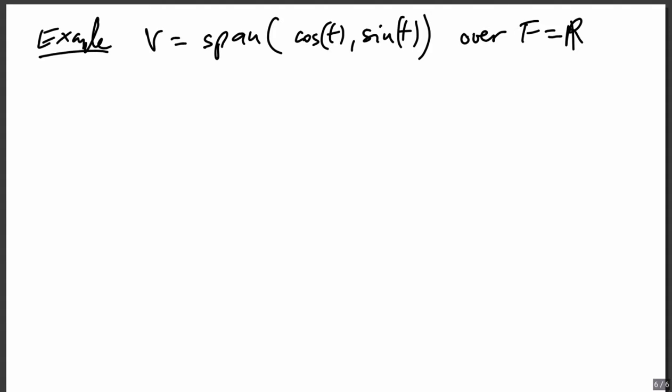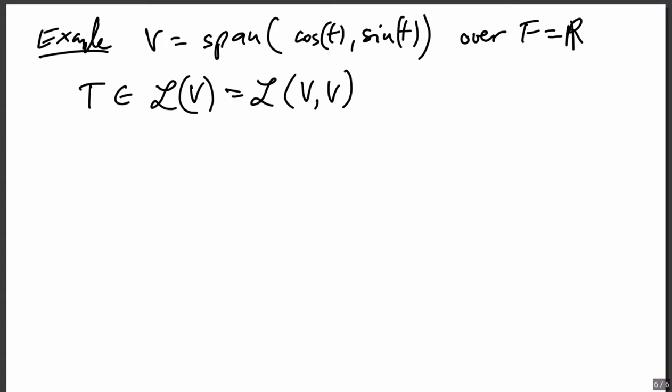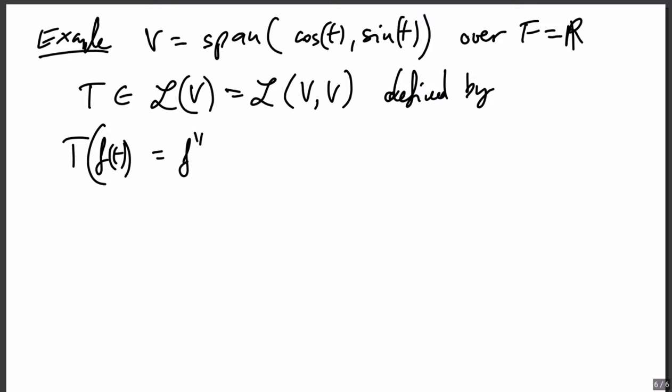Then we define T as a linear mapping from V to V. So the notation was L of V when we map from V into V. This is defined by T of f of t equals the second derivative of the function plus 9 times the first derivative of the function plus 5 times the function.